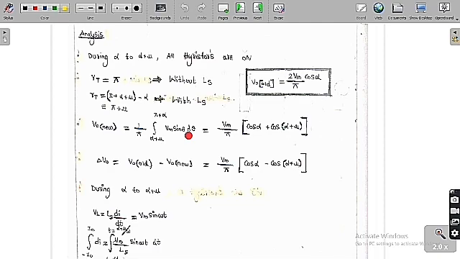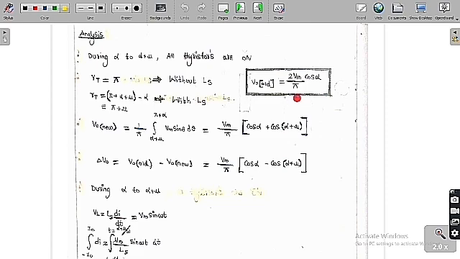Whenever the source current is equal to I0, the voltage drop across the inductor is zero because the current is constant. So the output voltage is equal to the voltage across the source. So finally we get Vm by pi into cos alpha plus cos of alpha plus mu. This is the value we are going to get.